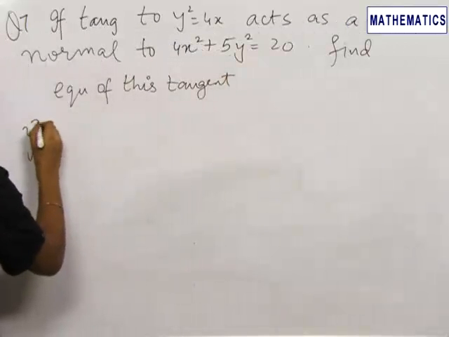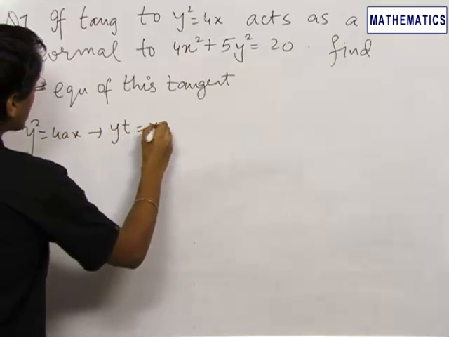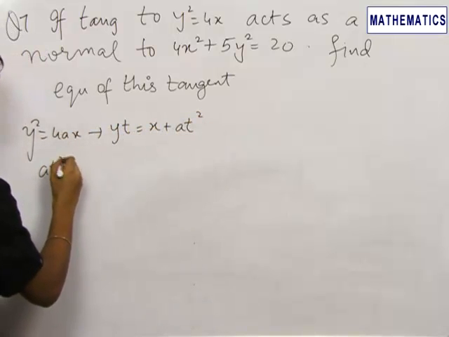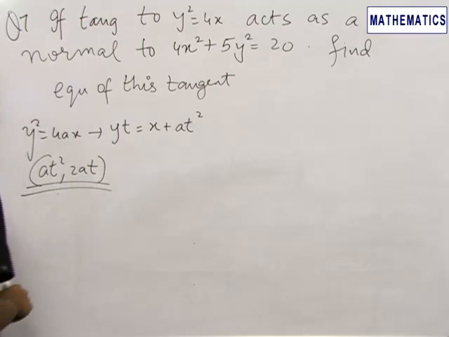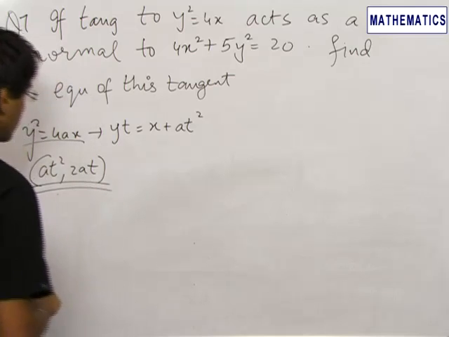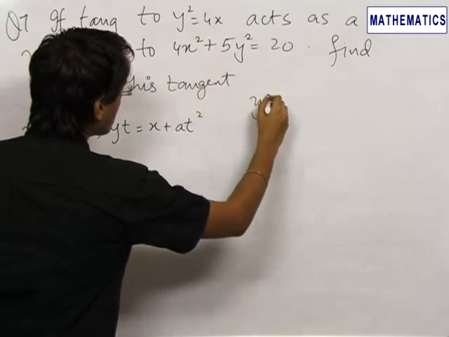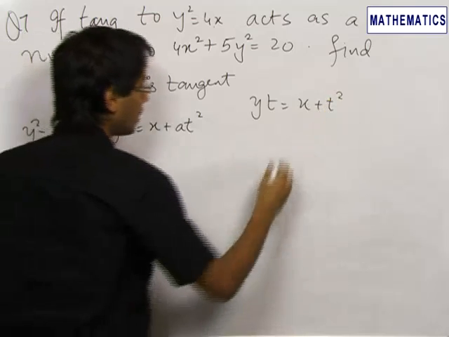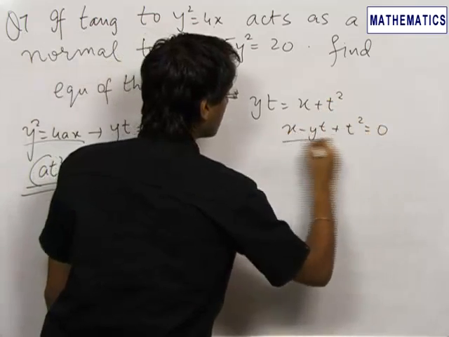So for any parabola y² = 4ax, we have the equation of tangent as yt = x + at², where (at², 2at) is any general point with parameter t lying on the parabola. Since in our case a is 1, the equation of tangent becomes yt = x + t², or x − yt + t² = 0.